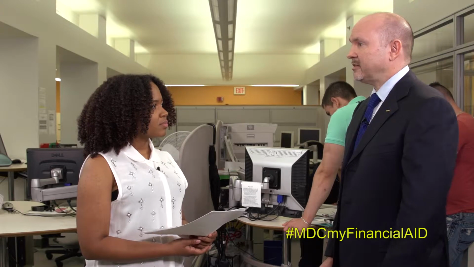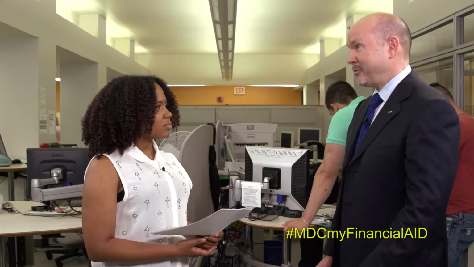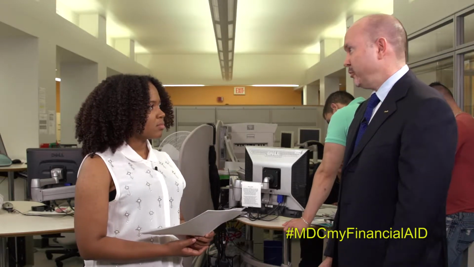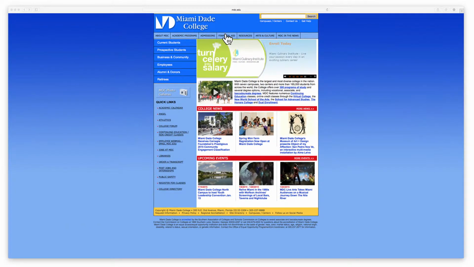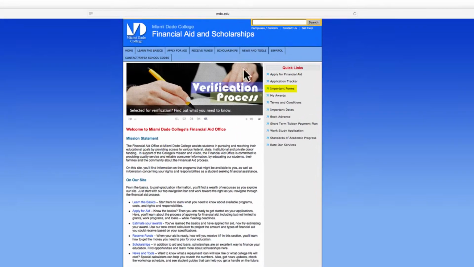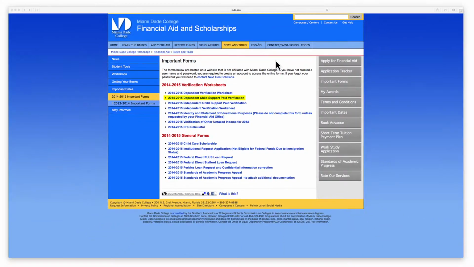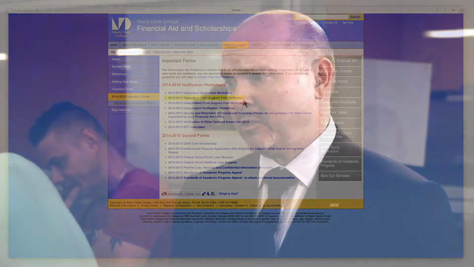What about the dependent child verification worksheet? This is something that's selected by, again, the federal government. They're the ones who determine who gets verified and who doesn't. It's not us. So if you're selected for child support paid verification, you need to complete this worksheet. Even if you do not actually have a child, it's important that you complete the worksheet because the federal government is asking us and therefore we're asking the student.